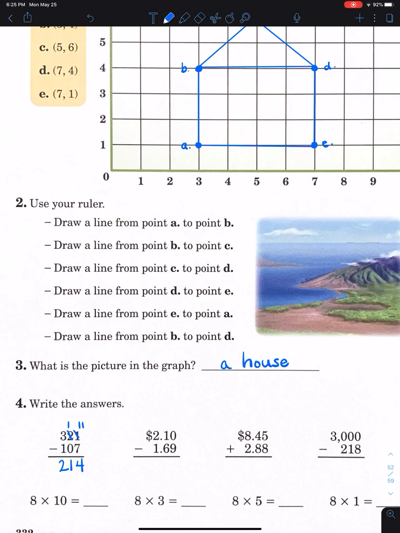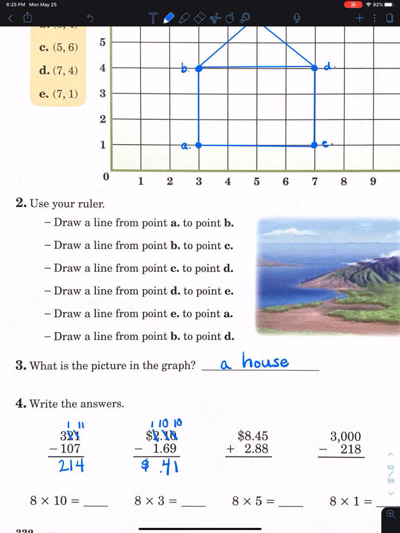We cannot take 9 away from 0, so we're going to borrow from this 10's place. Now there's going to be nothing left here. We're going to add that 10 to a 0. 10 plus 0 is 10. 10 minus 9 equals 1. We need to borrow again. 10 minus 6 equals 4. And 1 minus 1 is 0. So we have 41 cents here.